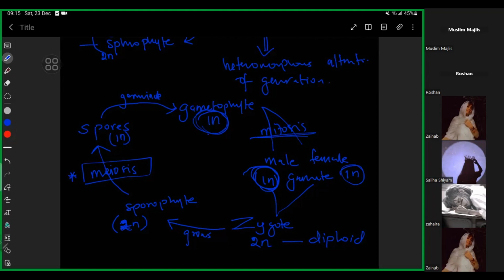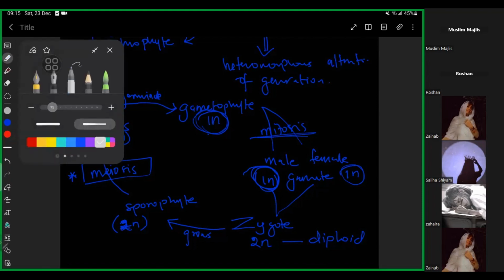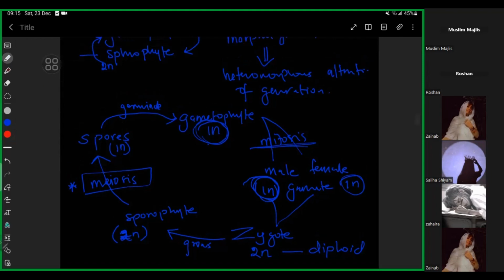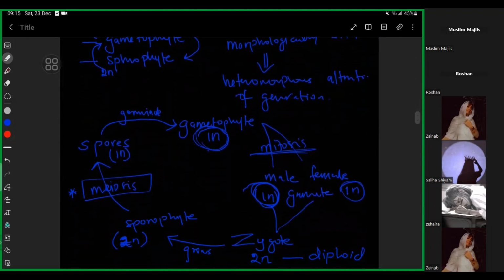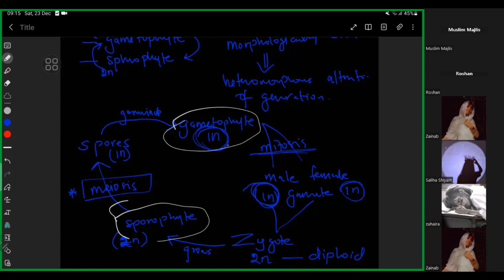Is it clear now? Okay, I'm going to brief you. We have two plant bodies called the gametophyte and sporophyte. The gametophyte is haploid, the sporophyte is diploid. They are morphologically different, so we can tell the two plants apart. In their life cycle, one gives rise to the other. It is called alternation of generations. The haploid gametophyte, by mitosis, gives rise to male and female gametes. Then they fertilize and form the zygote, which is diploid. The zygote grows into the sporophyte. The sporophyte then produces spores by meiosis, and the spores germinate to form the gametophyte. This is the typical idea of alternation of generations.